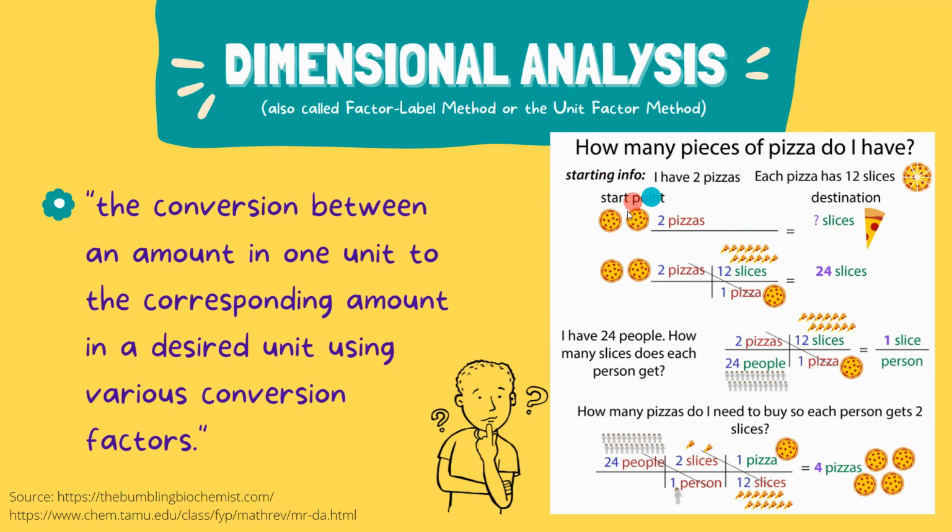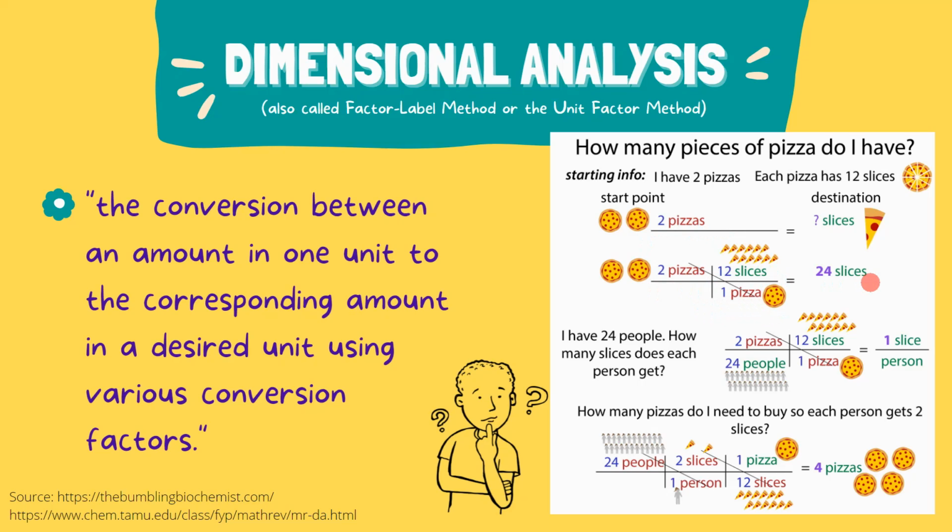So, yung problem is that if may dalawa kang pizza, ilan lahat ng slices ng pizza if each pizza has 12 slices? So, gagamitan mo ng dimensional analysis, 2 pizzas times there are 12 slices of pizza in one pizza, evaluate the equation, and then you get 24 slices.